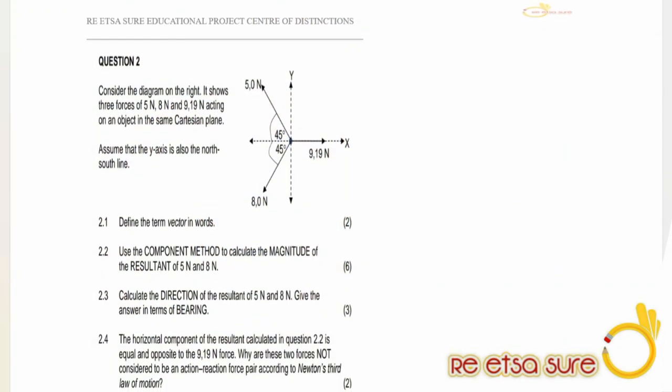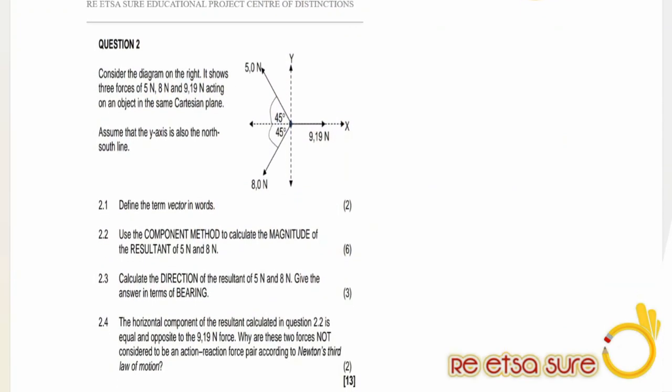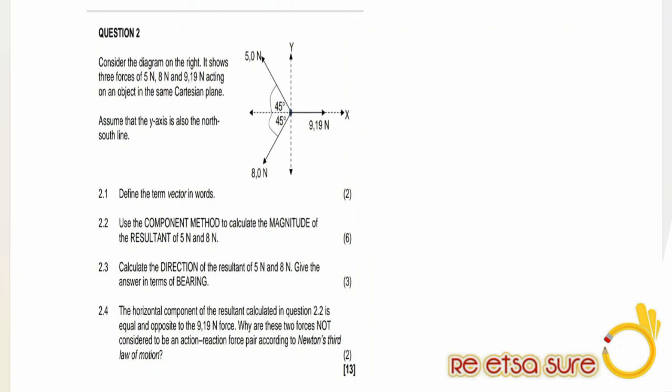This is the second part of our video, of our question. Question 2. Consider the diagram on the right. It shows three forces of 5 Newton, 8 Newton, and 9,19 Newton acting on an object in the Cartesian plane. Assume that the y-axis is also the north-south line.